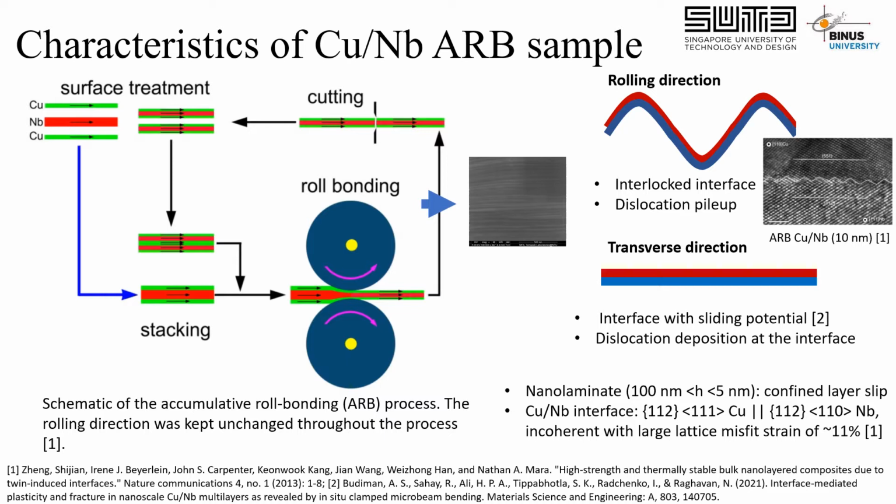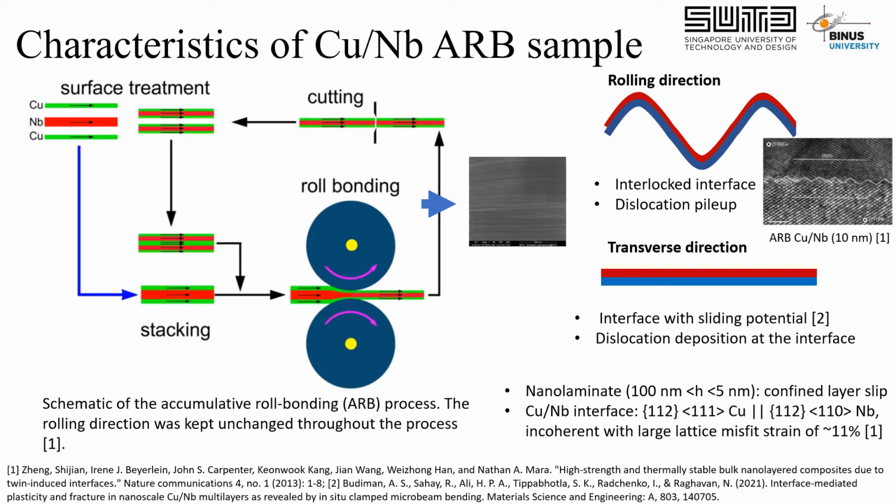We started out with millimeter layer thickness of copper and niobium and copper, but we keep rolling it, and every time we're rolling it, we are bonding it, and then we keep bonding it until we end up with many layers of copper and niobium, each individual thickness of about 16 nanometer.